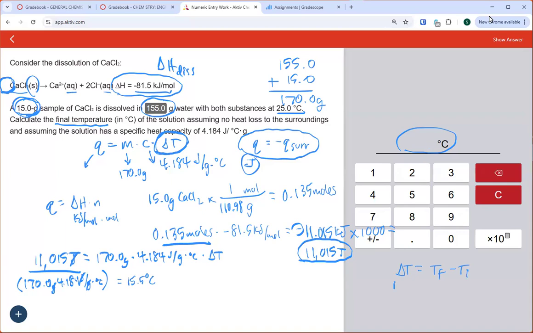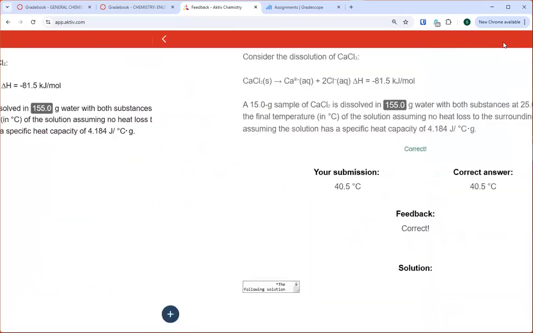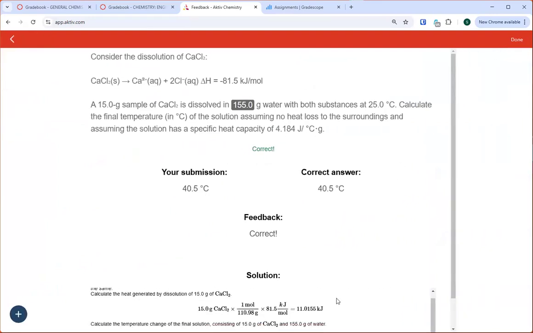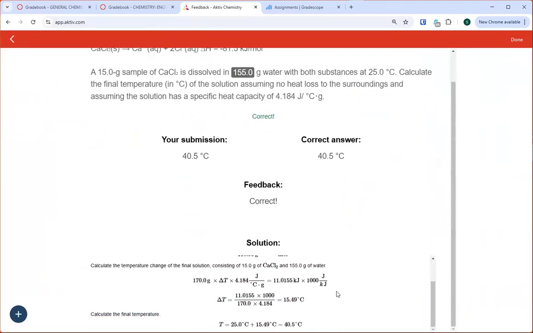So delta T is equal to T final minus T initial. This is 15.5, and this is 25. So T final is equal to 15.5 plus 25 degrees, and I get 40.5. So if I type that in, correct.